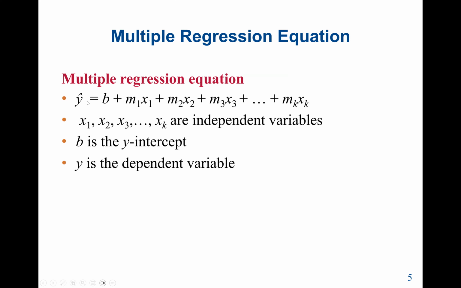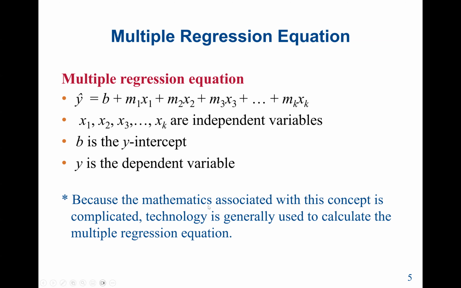The equation is the same as simple linear regression, but here we have more than one independent variable. For example, B represents the y-intercept, then M1 X1, M2 X2, M3 X3, up to MK XK, which means we have K independent variables. Each independent variable has its own slope. So X1, X2, X3, up to XK are independent variables, B is the y-intercept, and Y is the dependent variable.